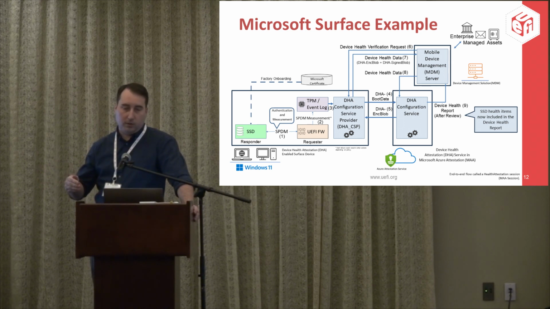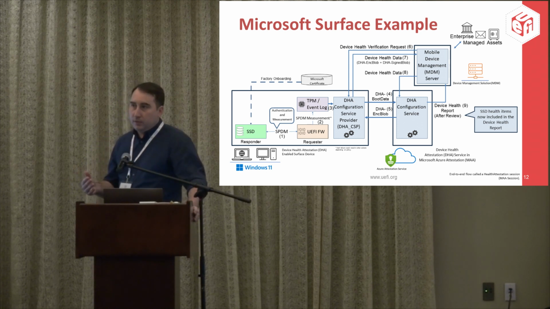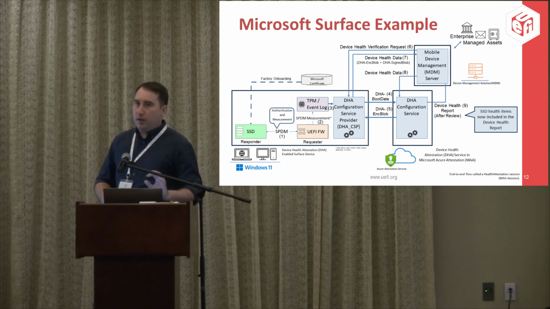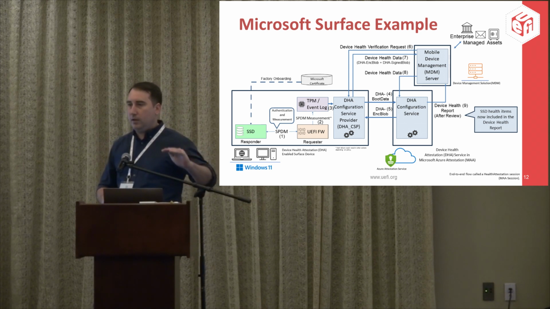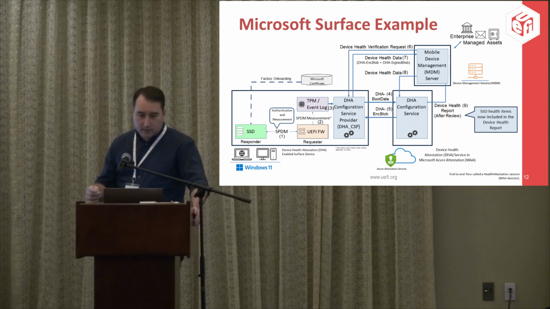So it's going to send that encrypted blob that it saved, and it's also going to send over a signed blob. The signed blob is the device state at the time that request was made. So the encrypted blob is going to be TPM and SPDM data verified by the Microsoft Azure Attestation Service. The signed blob is: this is what my device state is at the time that you asked for it, and I'm sending that to you. So that gets sent in number 7 up to the MDM server.